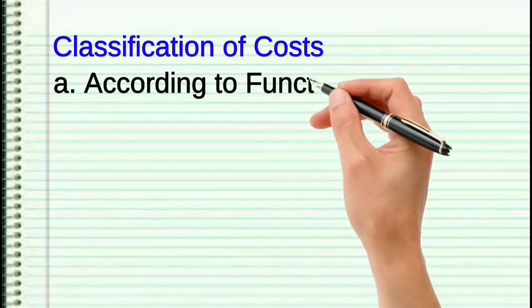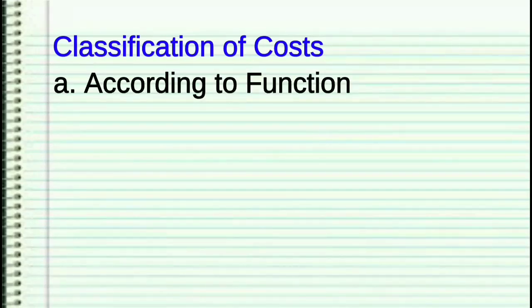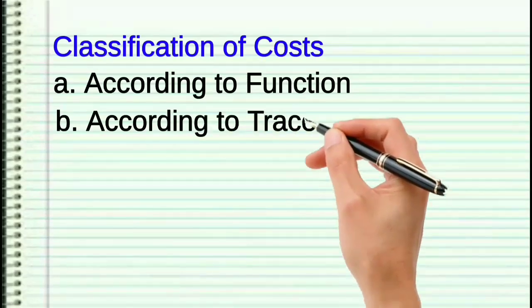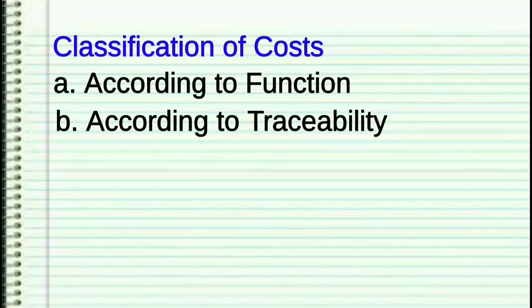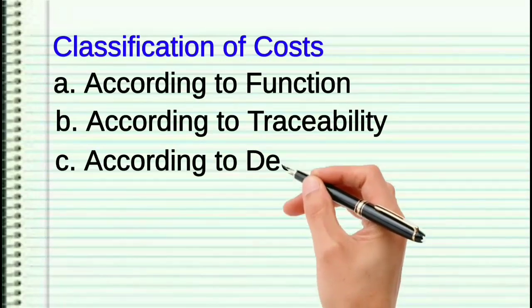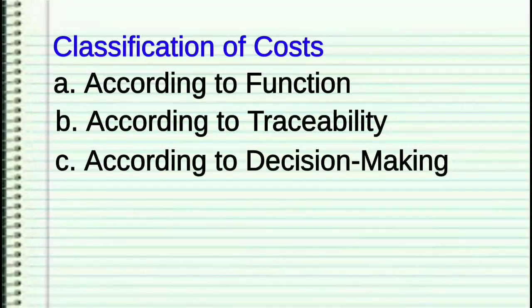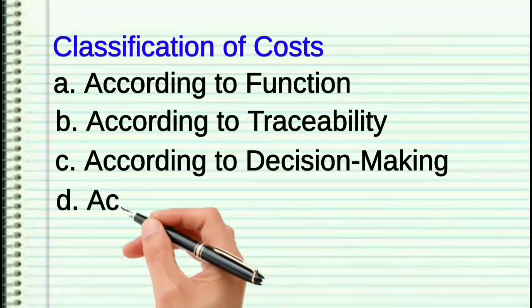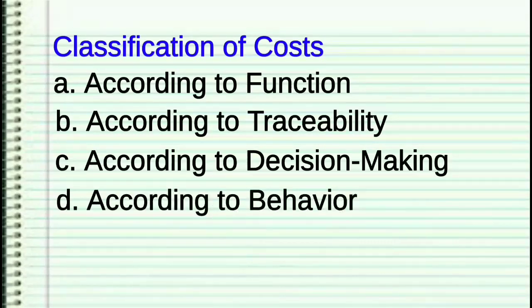The classification of costs is divided into four. First, the classification of costs according to function. Second, the classification of cost according to traceability. Third, the classification of cost according to decision making, or sometimes tinatawag as classification of cost for decision making. And fourth, the classification of cost according to behavior. So ang gagawin natin dyan, iisa-isahin natin siyang i-explain.